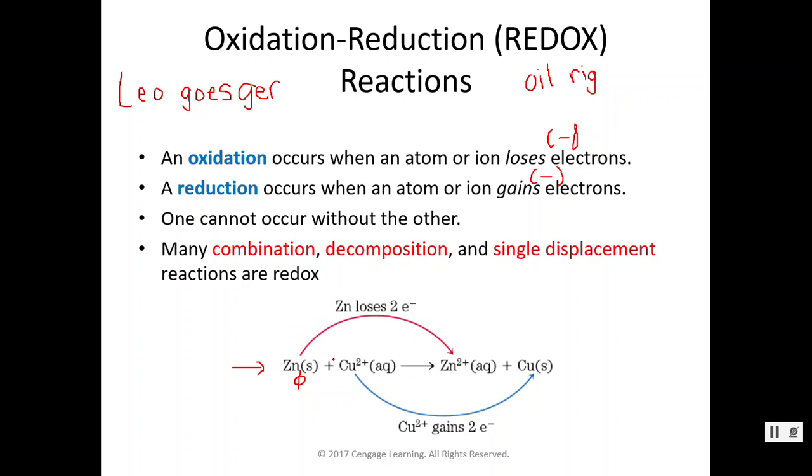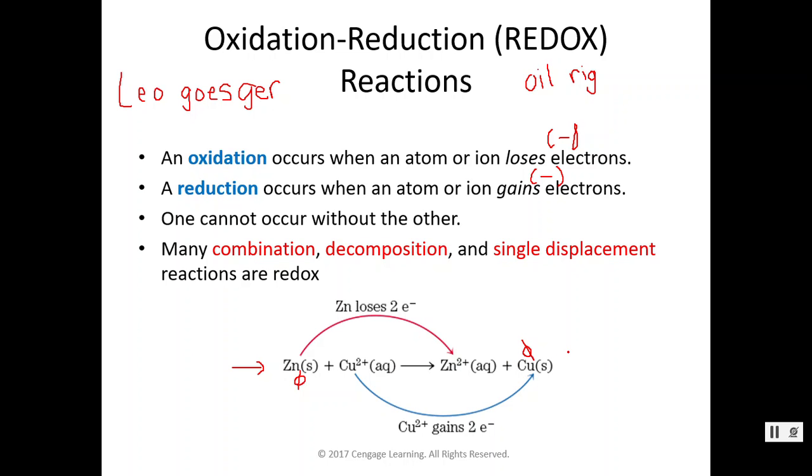And copper started as a +2 charge as a reactant and became a big fat 0 charge as a product. So those 2 electrons that were lost by zinc when it was oxidized, those 2 electrons were gained by copper. So we would say that copper in this redox reaction was reduced.